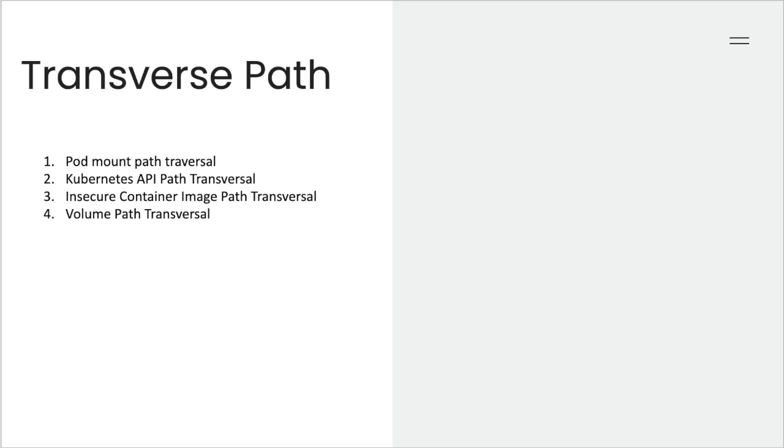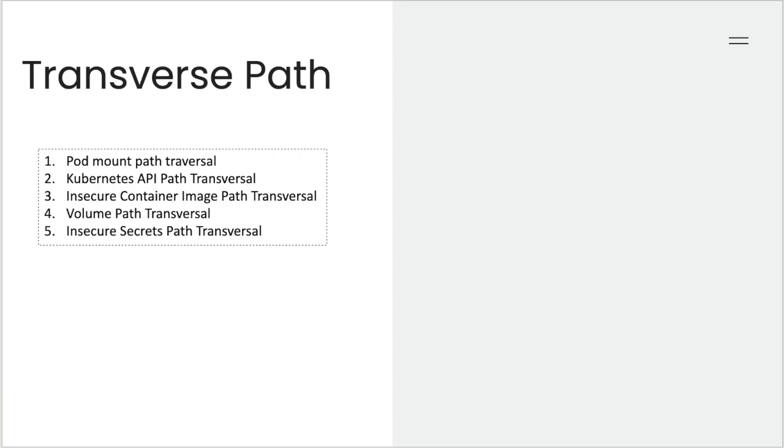Volume path traversal is another topic here. If a Kubernetes pod mounts a volume from a network storage system like NFS without proper access control, an attacker might traverse the directory structure of the storage system, and access or modify unauthorized files or directories too. Another one to look into would be insecure secrets path. Same again, misconfiguration and improper handling of the secrets can lead to that.